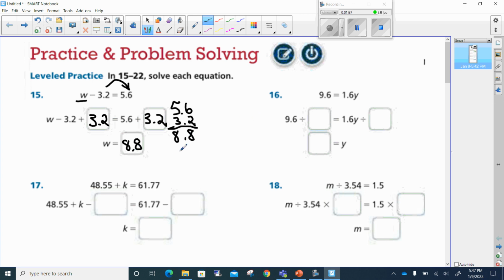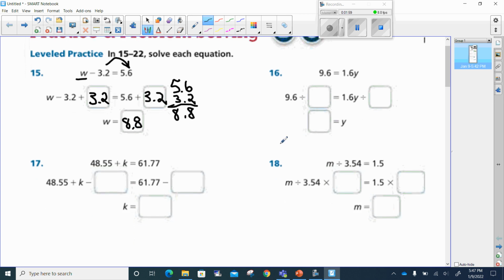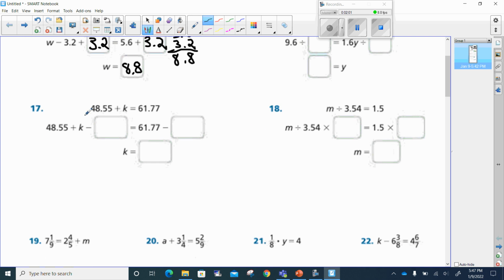All right, I'm going to go to number 17. Number 16 was yours to do. Number 17 has 48.55 plus K equals 61.77. Remember, I need to get all of the numbers away from the variable. So I see that right now I have a positive 48.55. I know it's positive because there's not a negative in front of it. And whenever there's not a negative or a positive sign, I can assume this is positive.